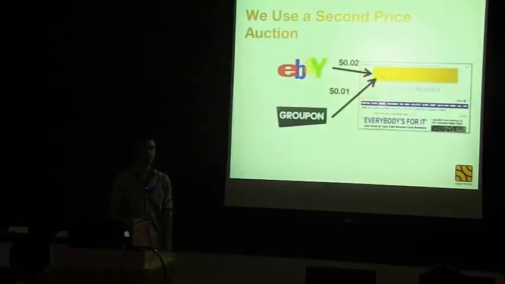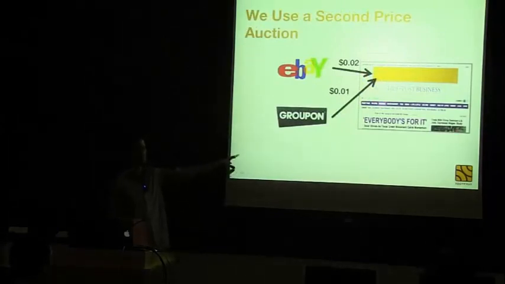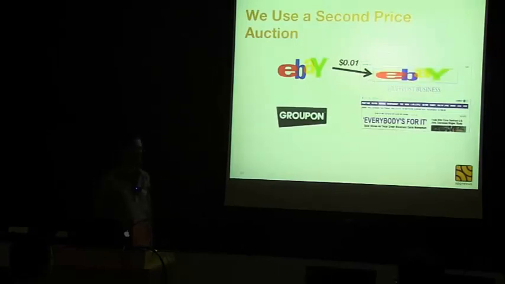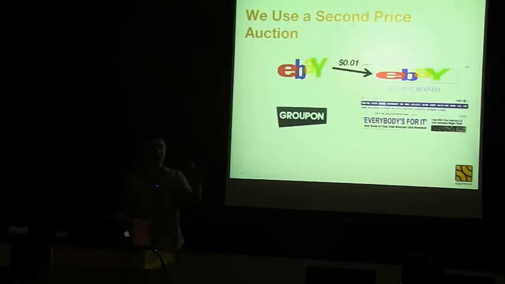And just like Google and AdWords, we use a second price auction as well. So, very simple example: eBay is bidding 2 cents, Groupon bids a penny. eBay would win, they'd get to show their ad, but they'd only pay a penny. Now, in some sense, this is a much simpler problem than Google has. We're not auctioning off multiple ad spots on a page.